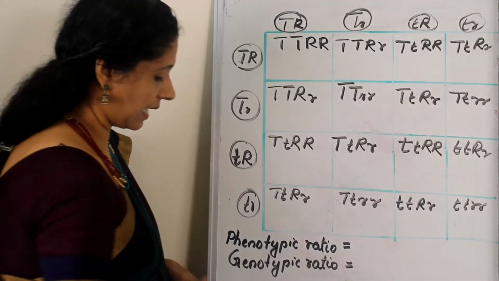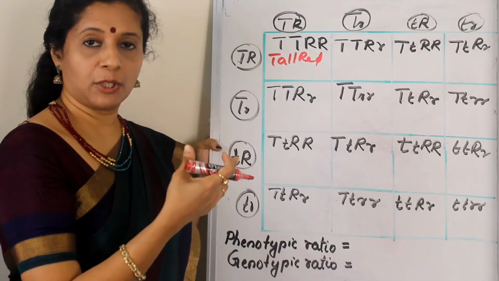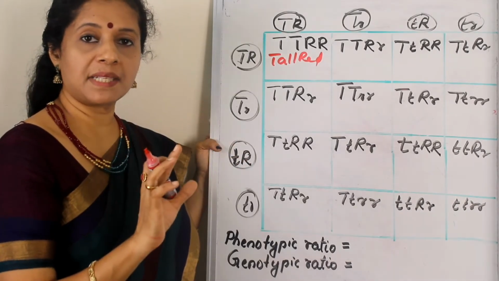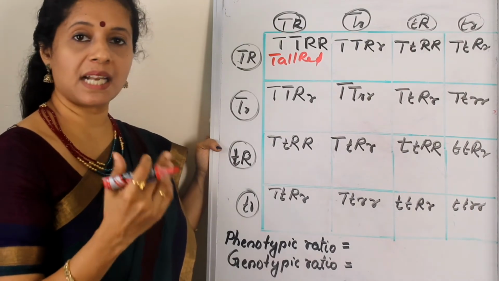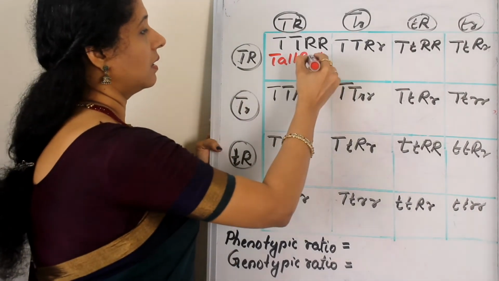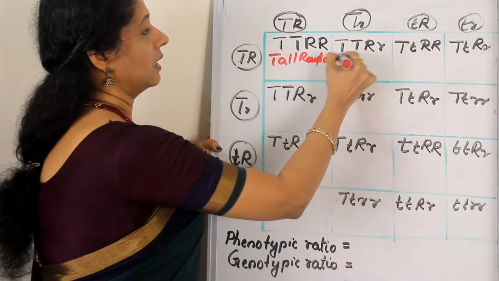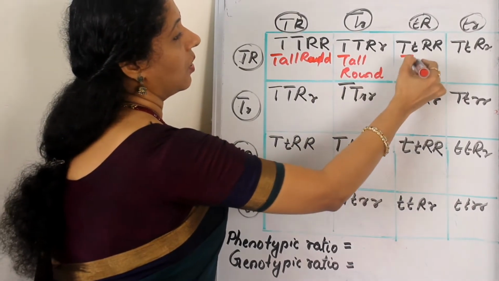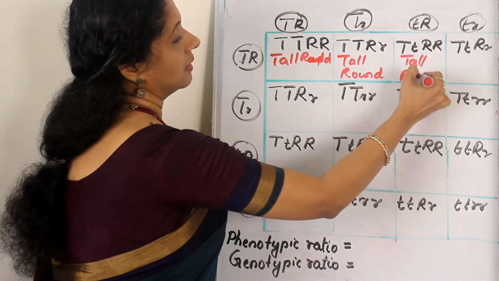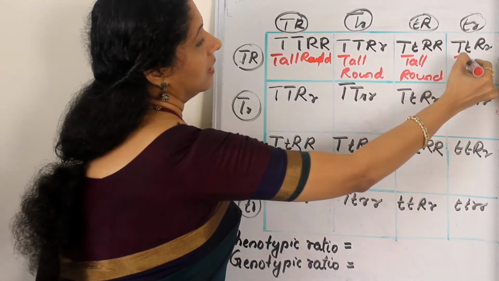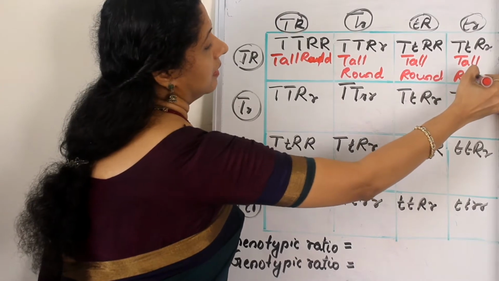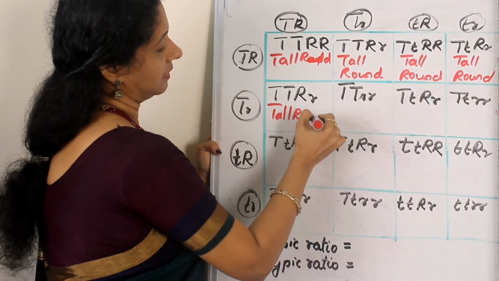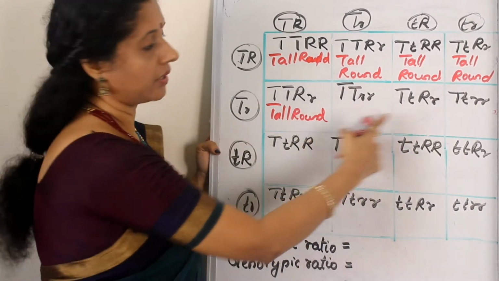Now if you write the phenotype, wherever a capital letter is present, we have to write the phenotype. If at least one capital T is there, then tall. If capital R is there, round. So tall, round, tall, round, tall, round, tall, round, tall, round. Then this is not tall, this is tall, round.